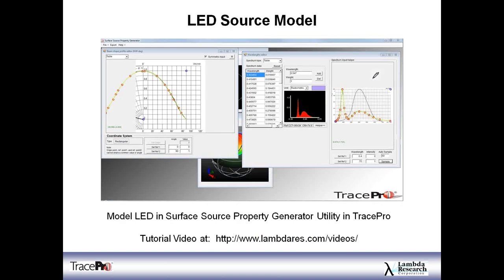The next step in the process, we need to make a surface source property for this LED so that we can use it in TracePro. I've cut and pasted, and this is actually using the surface source property generator utility. The folks here that are using TracePro 7.0 and newer know that we have the utilities available right in TracePro itself. So if you go to the Utilities menu, you can open up the Surface Source Property Generator utility.